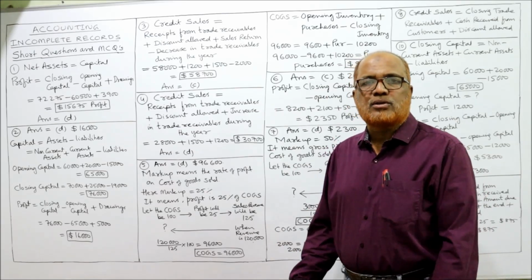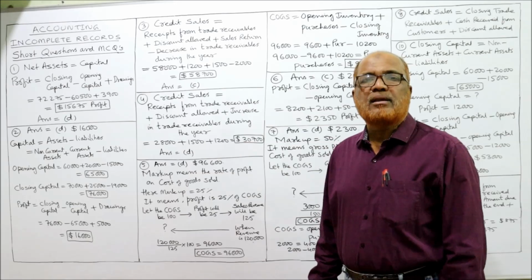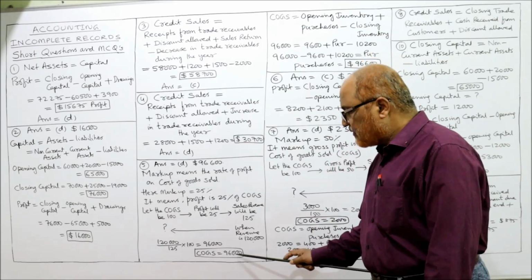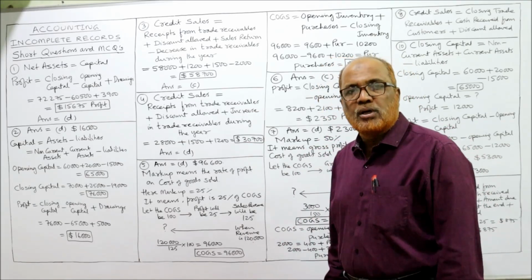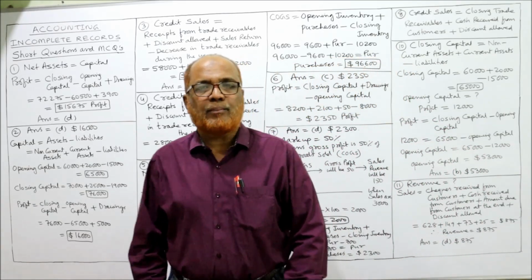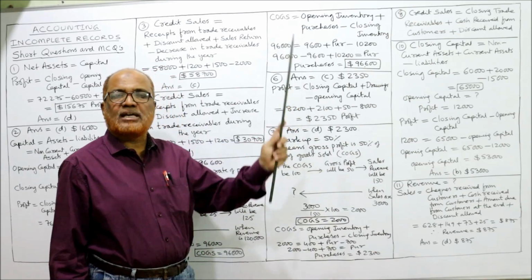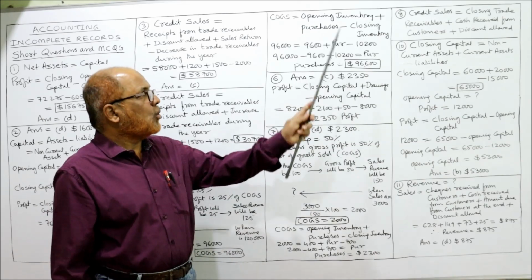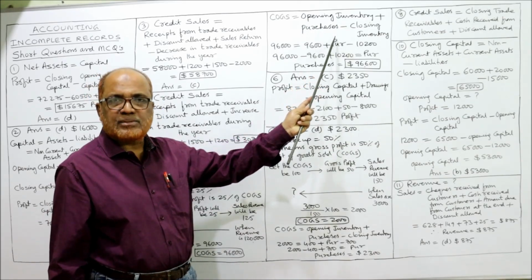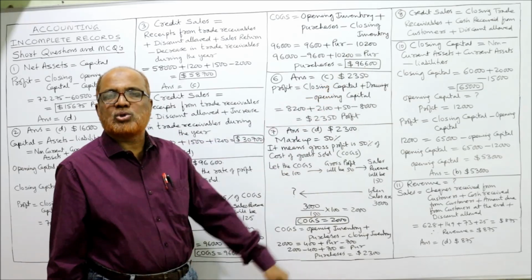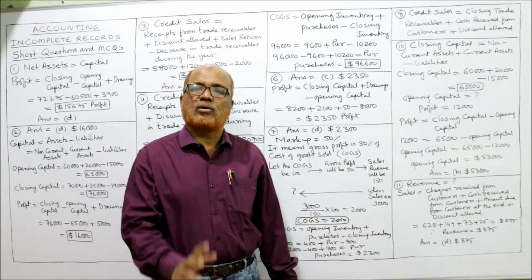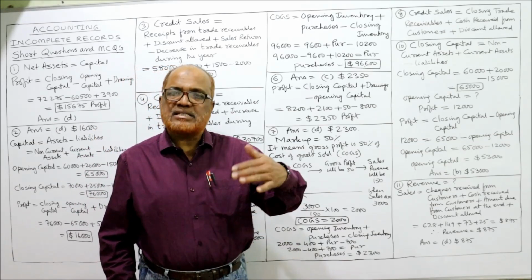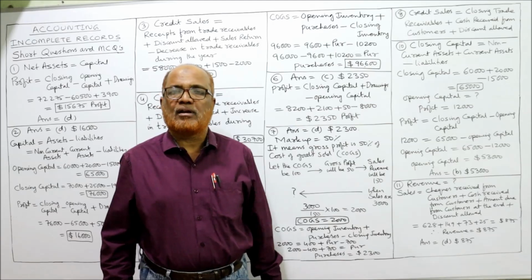Ultimately, what we have to find out is the purchases. It's asking you to calculate purchases. So I have calculated cost of goods sold. Now one more equation you have to remember. Cost of goods sold, COGS, the formula is opening inventory plus purchases minus closing inventory. This formula you have to remember.